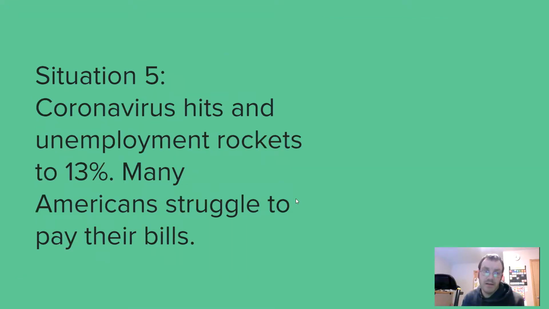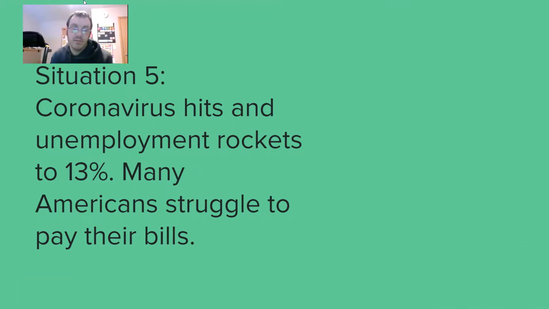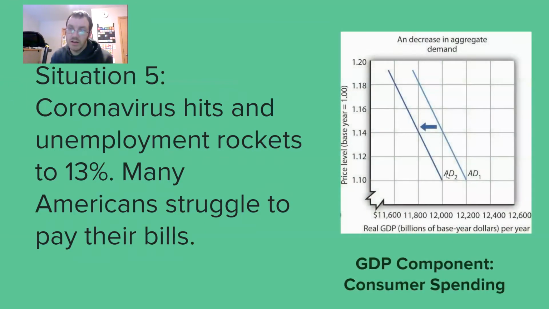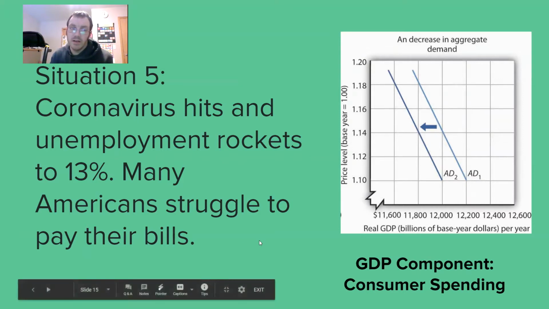And number 5, coronavirus hits and unemployment skyrockets to 13%. True story. Many Americans struggle to pay their bills. While this is clearly going to be a decrease in aggregate demand because we see less money is being spent, real GDP is going to drop because people aren't buying as many goods.